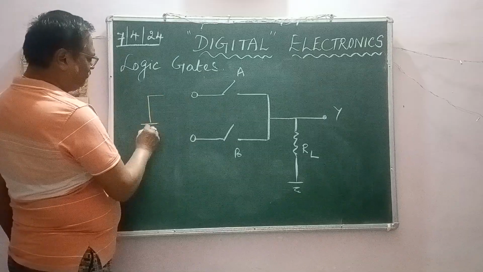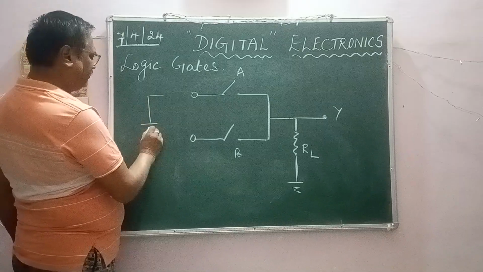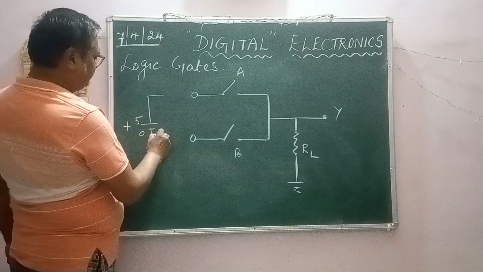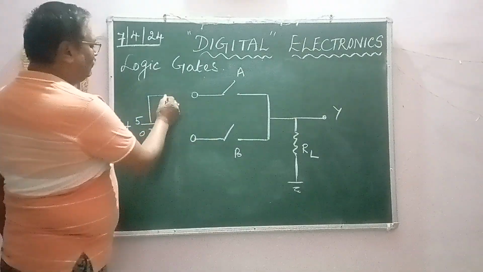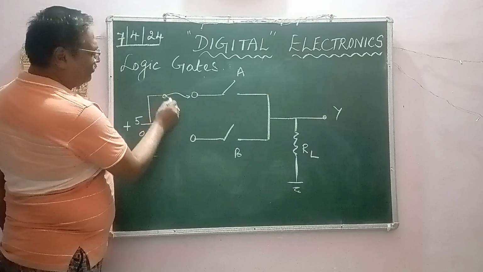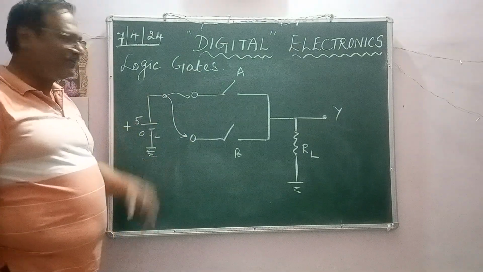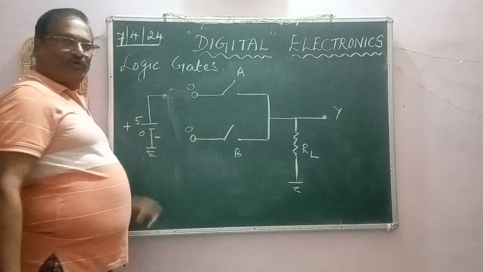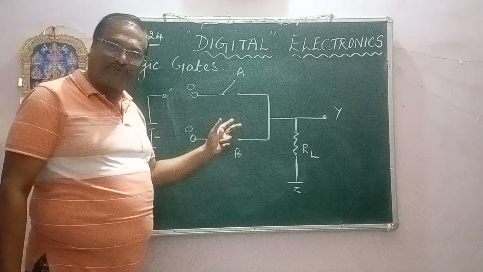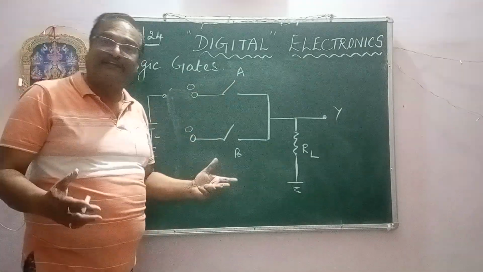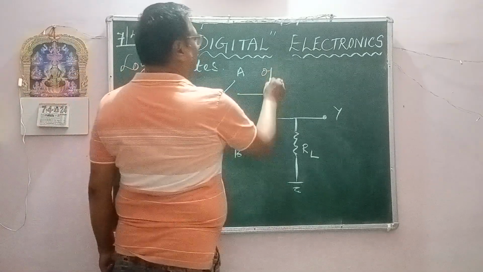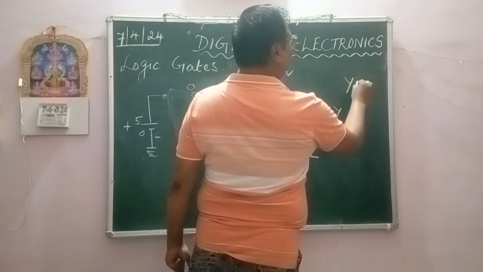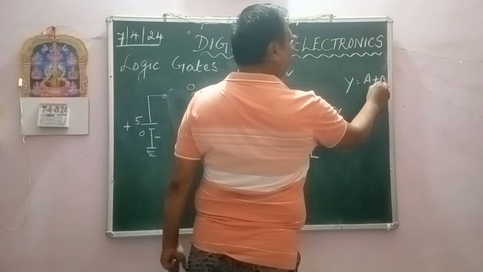I can give an input from here, positive, negative, like this. This is 0 volt and this is 5 volt, plus 5, and this is minus. Now I connect from here, 1 to here, 1 to here, right? Now you see what's going to happen. When both of them are 0, 0, it is like the switches are open. Then what will happen? No current will come through. So Y is equal to A plus B, that is A or B.